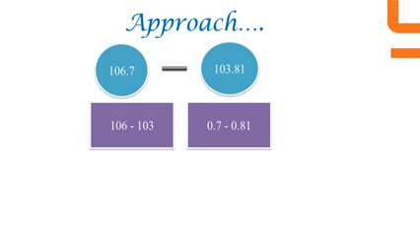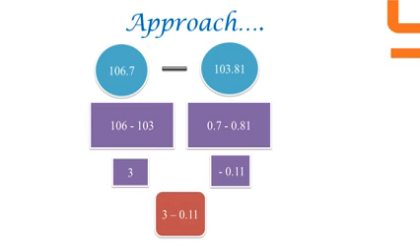Okay. Now I have separated the given numbers into the integer parts and the decimal parts. And now you solve each of these parts individually. So 106 minus 103 will be equal to 3. And 0.7 minus 0.81 will be equal to minus 0.11. Right? So what do you get finally? It will be 3 minus 0.11. So the answer is 2.89.